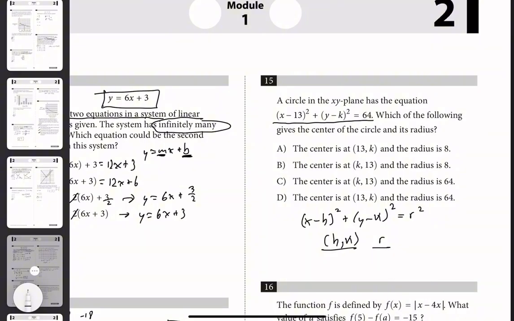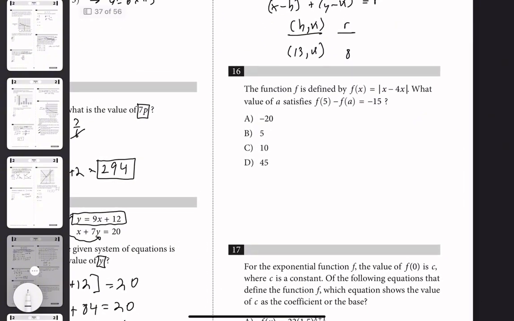So, given this, let's look at the radius first. We have 64, so 64 is equal to 8 squared. And then, looking at our center point, we have 13, k. So we know that our radius is 8, I don't know why I wrote a squared there. And we know that this is our center point, so looking at our answers, the center is at 13 comma k, which is correct, and the radius is 8. Yeah, that's our answer. Moving on to the next one.